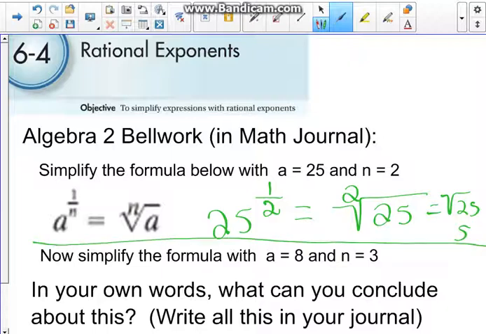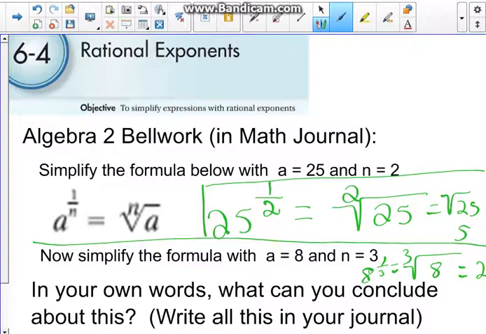Okay, now let's do that again with a equals 8 and n equals 3. When you do that, now we're going to get the cubic root. We're going to get 8 to the 1/3 equal the cubic root of 8, which is equal to 2.